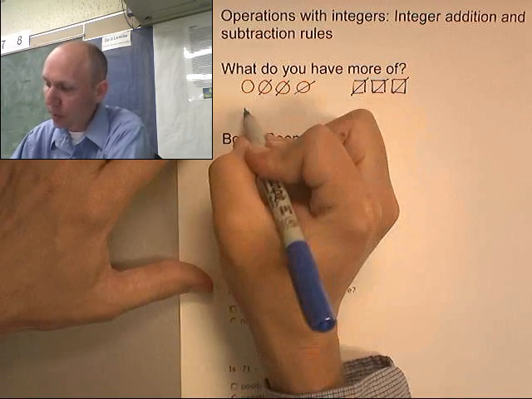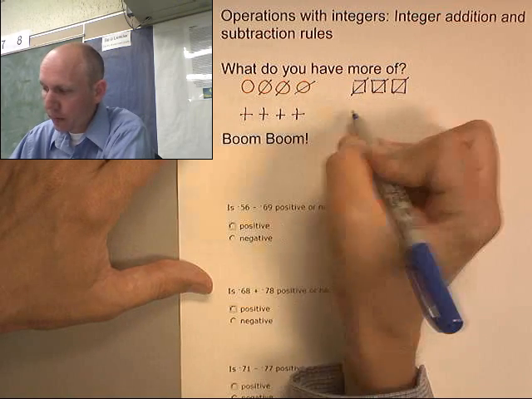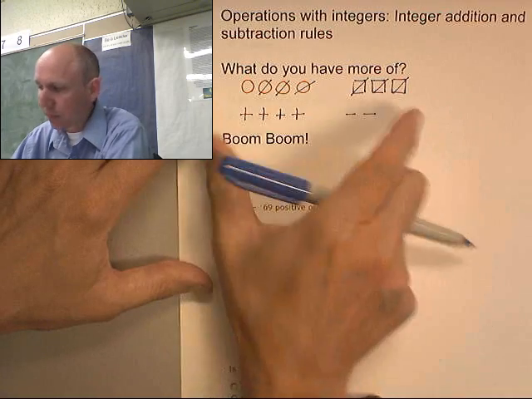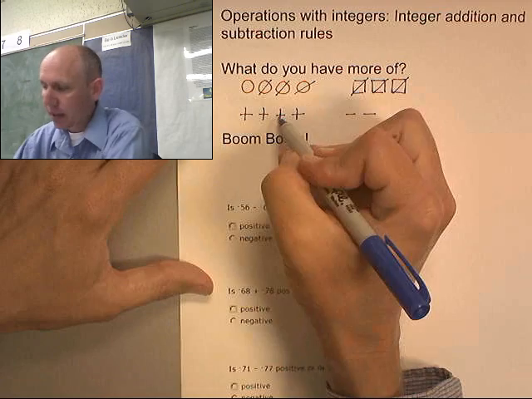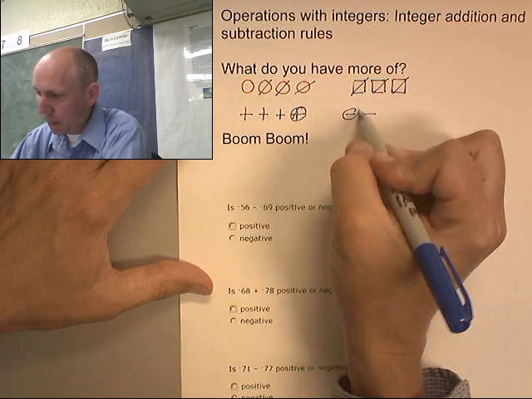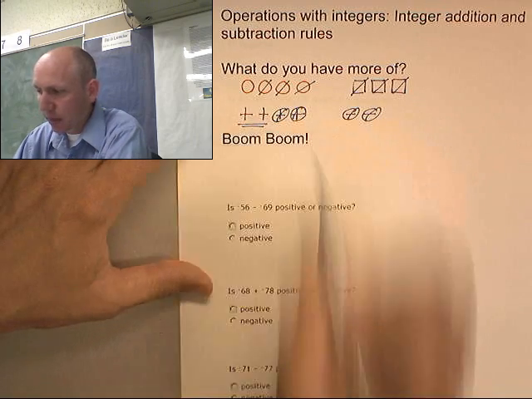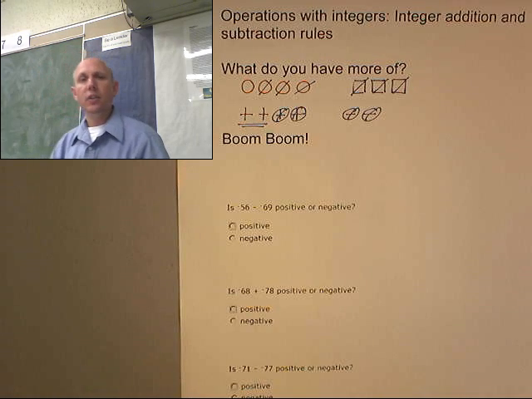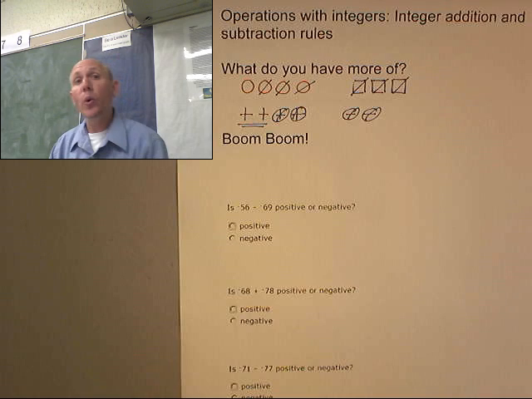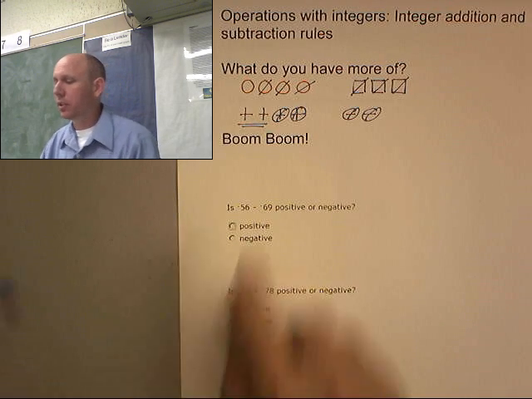The same idea works with positives and negatives. If I have 1, 2, 3, 4 positives and 2 negatives, when these combine, the positives are going to cancel with the negatives, and I'm left with 2 positives. So the idea is, what do I have more of, and how many more? Do I have more negatives, or do I have more positives? And how many more do I have? So that's our first idea.